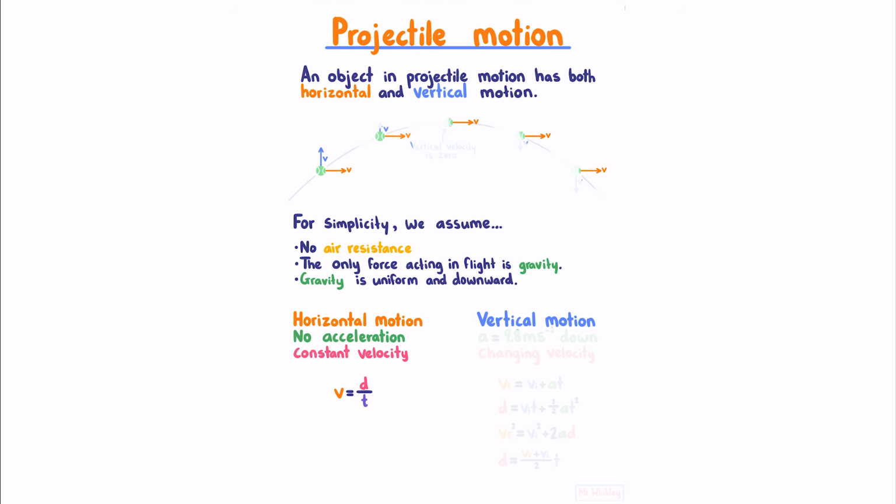For vertical motion, however, the acceleration due to gravity is 9.8 meters per second squared downwards, which causes our vertical velocity to constantly change, initially decreasing until at its maximum height it reaches 0, after which it starts to increase in the opposite direction. Because we have acceleration, we need to use our kinematic equations. Now, it's important to emphasize that although our velocity is changing, our acceleration does not. It is always 9.8 and it is always pointing downwards.